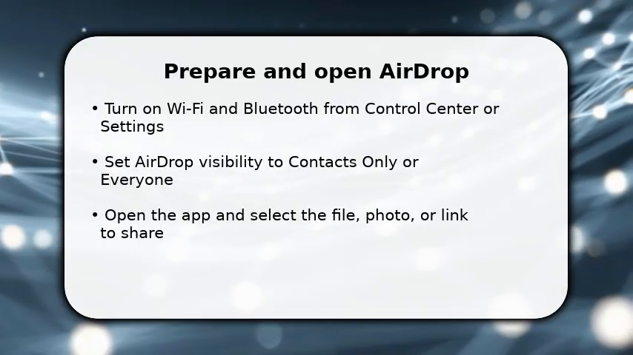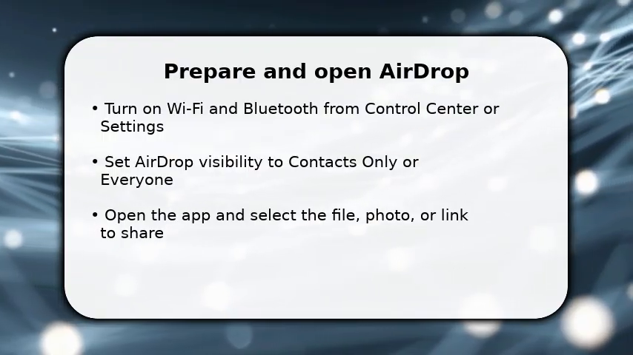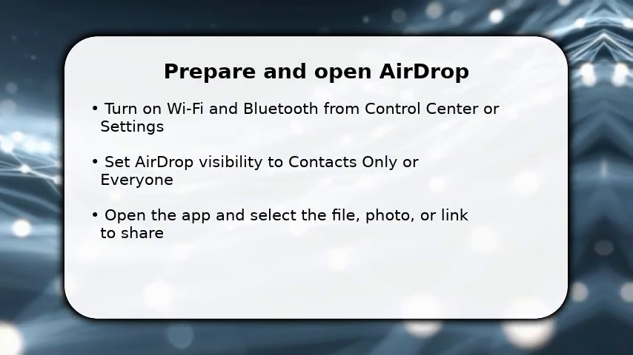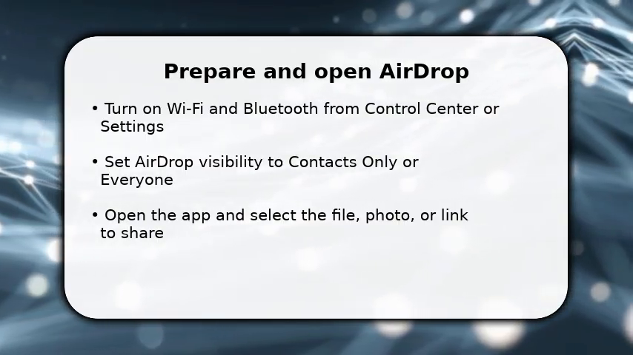You start by enabling the essentials. Open Control Center and turn on Wi-Fi and Bluetooth. Once done, tap AirDrop and choose contacts only or everyone depending on the recipient.